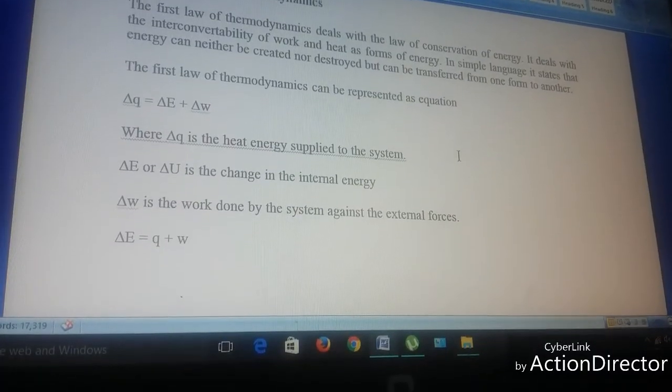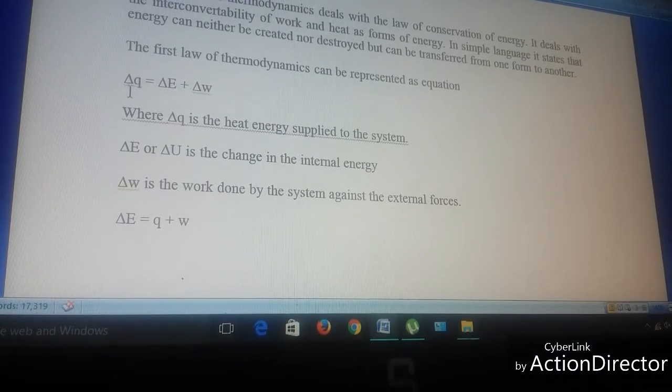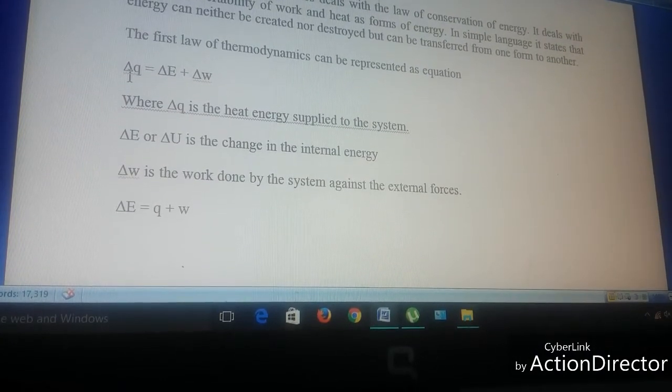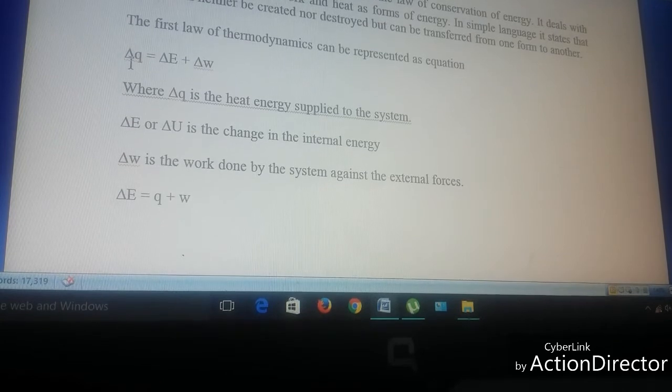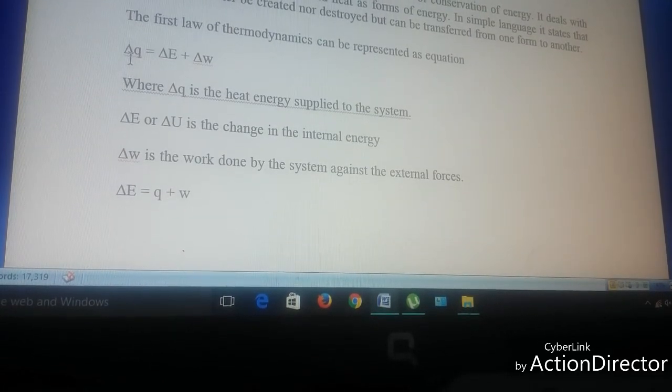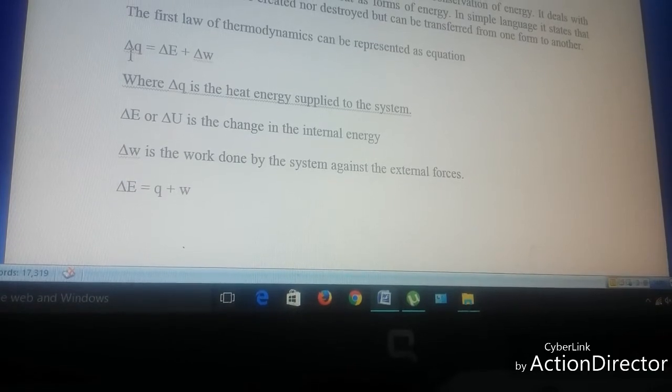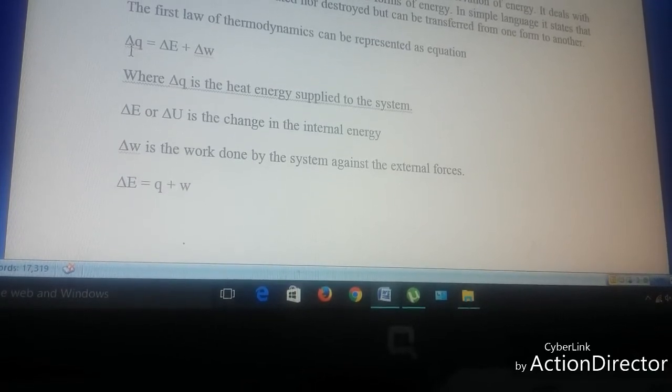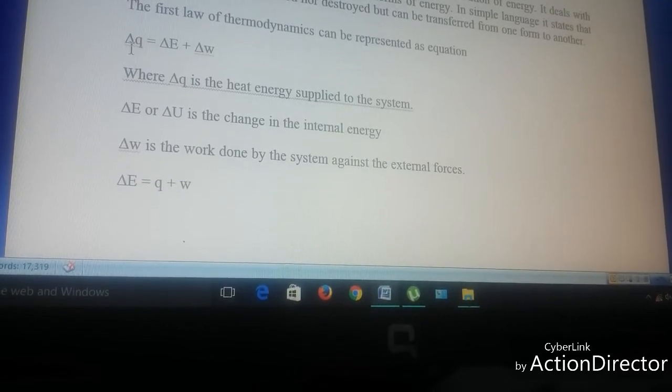Next one is the first law of thermodynamics, that is nothing but the law of conservation of energy, which states that energy can neither be created nor destroyed, but can be transferred from one state to another. That is, in simple language, this is the definition. So it deals with the interconvertibility of work and heat as forms of energy.